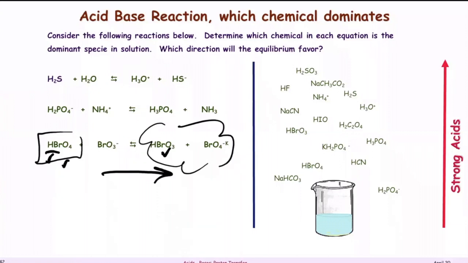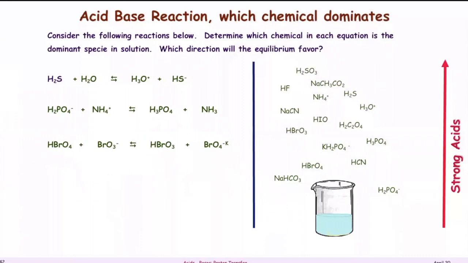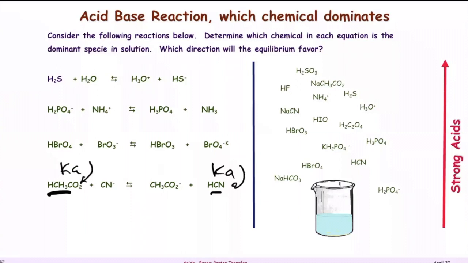And then finally, in this last example, we have acetic acid and hydrogen cyanide. Because I don't know off the top of my head, I believe acetic acid is the stronger acid, but in order to figure that out, you probably need to look up the Kas. The bigger Ka is going to be the stronger acid, and then you can determine which chemical is going to dominate the solution.